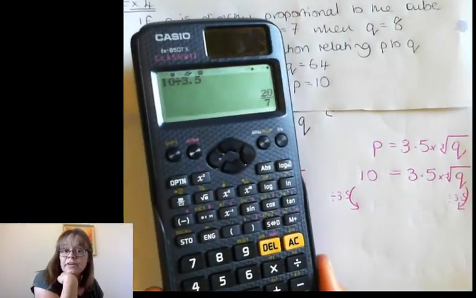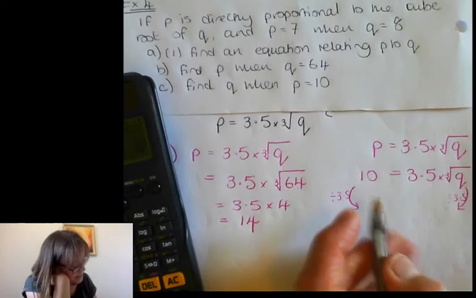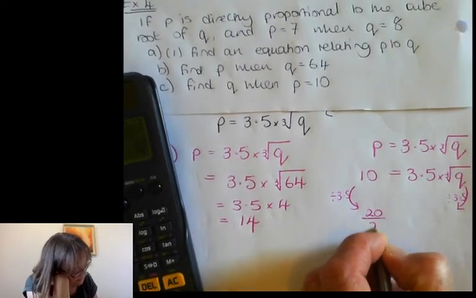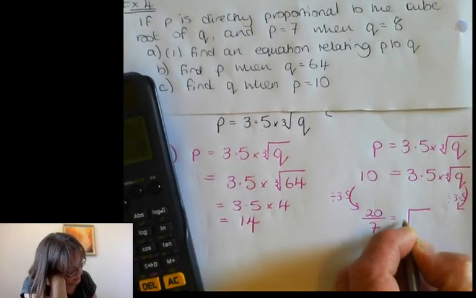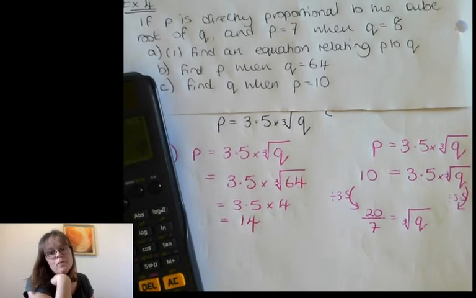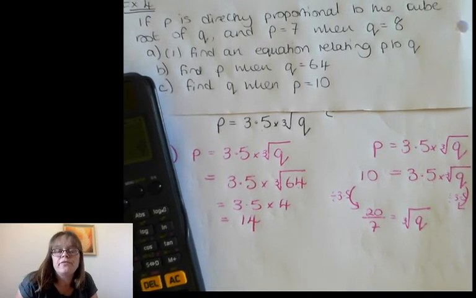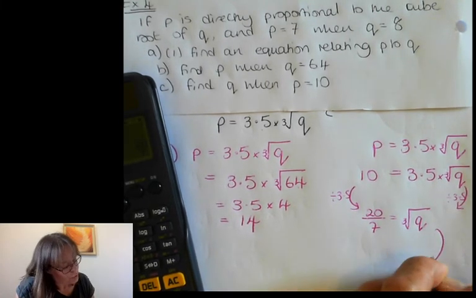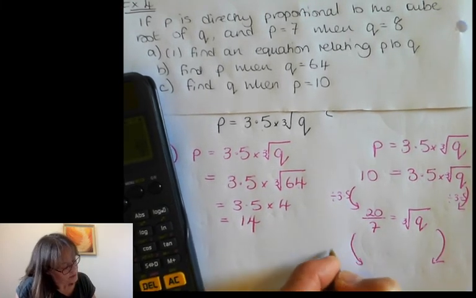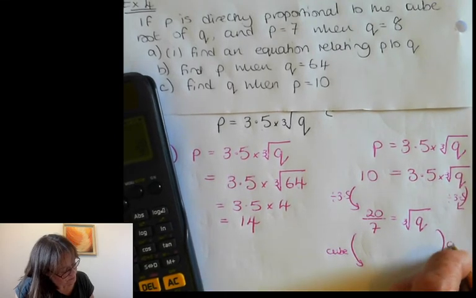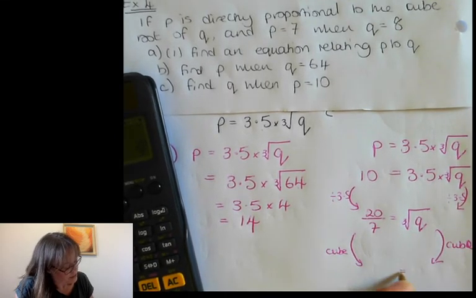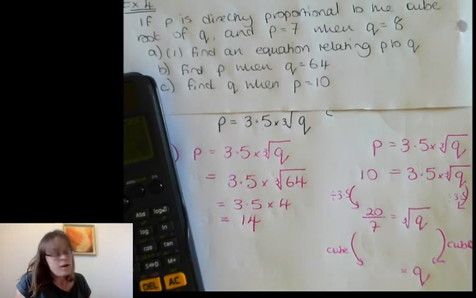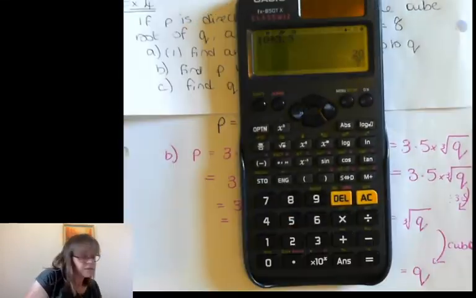And I'm going to ask my calculator to do that for me, because that's not very nice. And it's given me a fraction, it's given me 20 over 7, so I'm just going to leave it as 20 over 7. It's not a very nice number. And now I need to think about what the opposite of cube rooting is. So if I've cubed rooted something, I think the opposite is to cube it. And so I'm going to cube both sides.